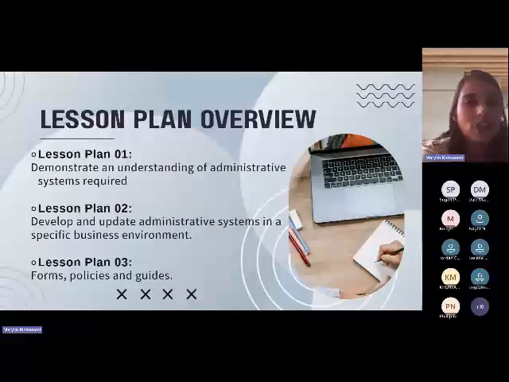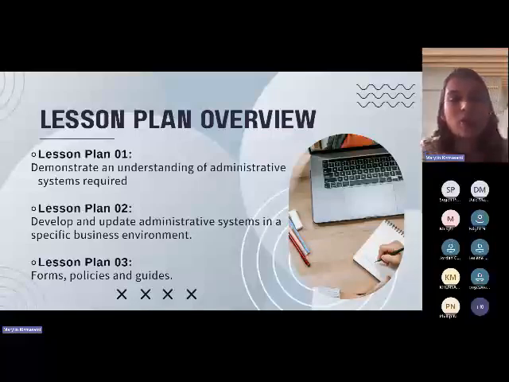As mentioned, the lesson plans that we will be going through today are 3. We've got lesson plan 1, which is demonstrate an understanding of administrative systems required. Lesson plan 2 is develop and update administrative systems in a specific business environment. And then you have lesson plan 3, which is forms, policies, and guides.